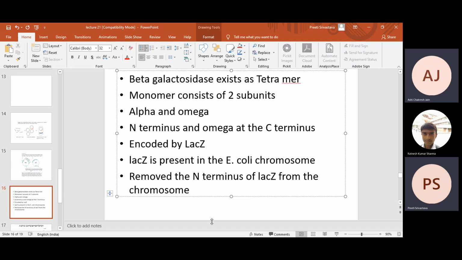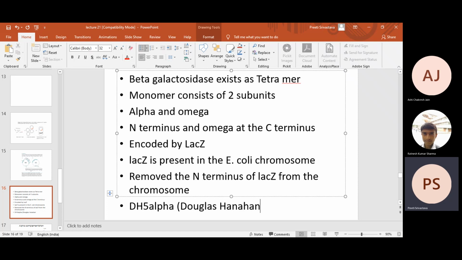Right, so you will not have actually functional LAG-C, because the N terminus of LAG-C, which encodes for alpha subunit, is missing. Up to here it is clear. Yes, ma'am. Now the strain that is constructed is called DH5 alpha, and it is the fifth strain, alpha.